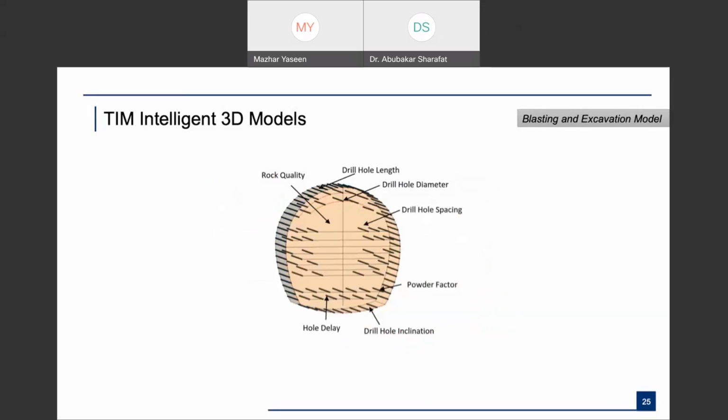Then we go to the blasting and excavation model. Everything should be documented in a 3D way, and we should know basically the rock quality, the diameter of the holes, and every detail of the blasting or the excavation. Rock blasting should be included in that.